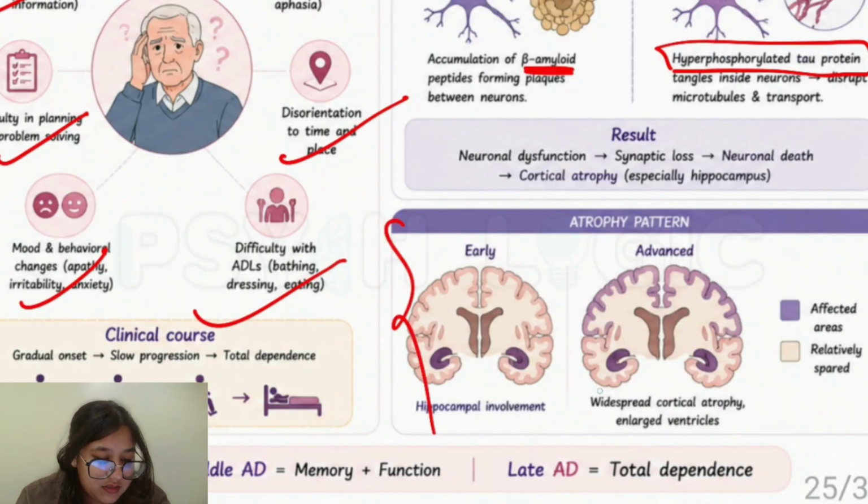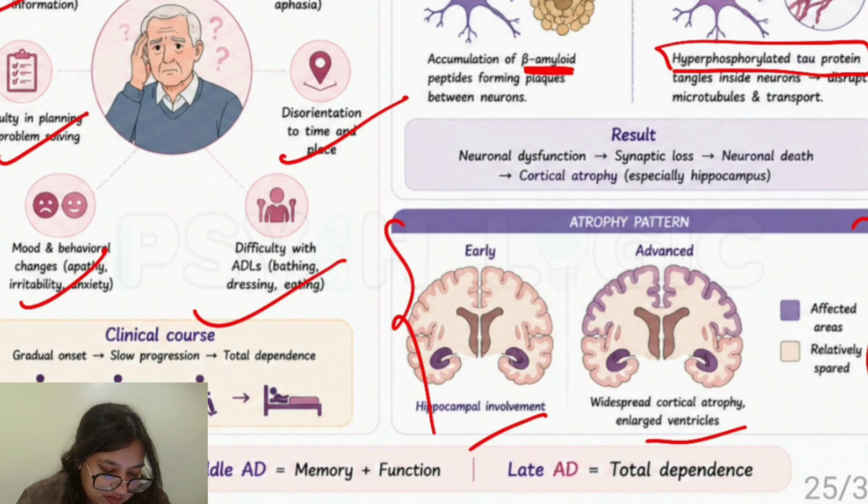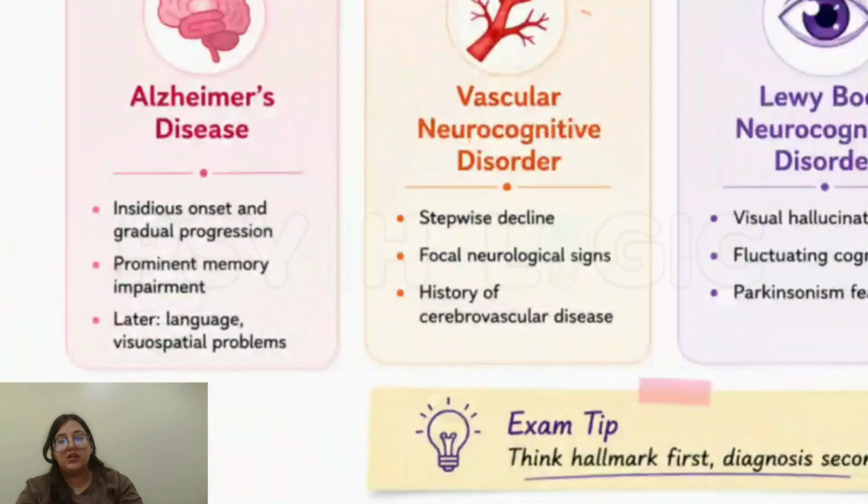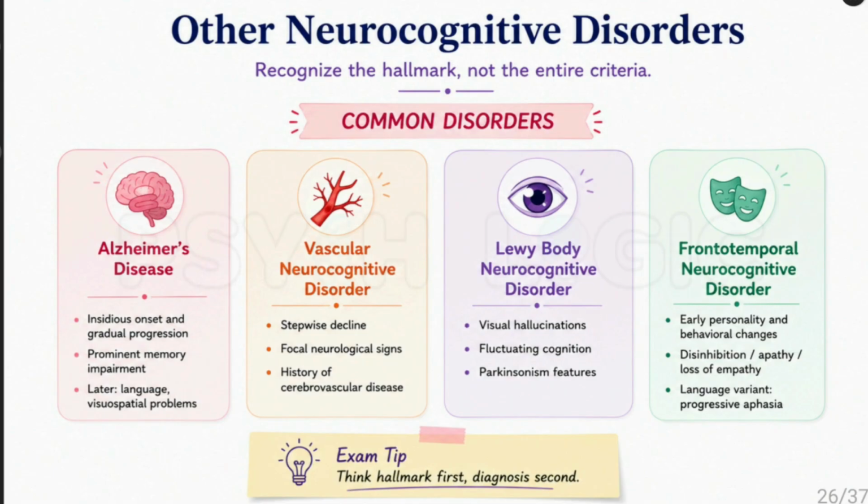You can see how it usually looks here, from early to advanced. What you need to remember is: early Alzheimer's, memory; middle Alzheimer's, memory plus function; late Alzheimer's, total dependence. With this, let's move on to other neurocognitive disorders. Again, we'll be discussing just one important pointer for each that, if it comes in exams, you can remember.